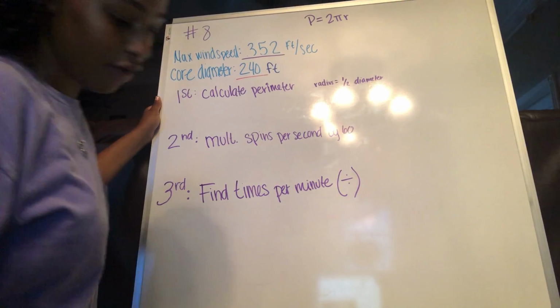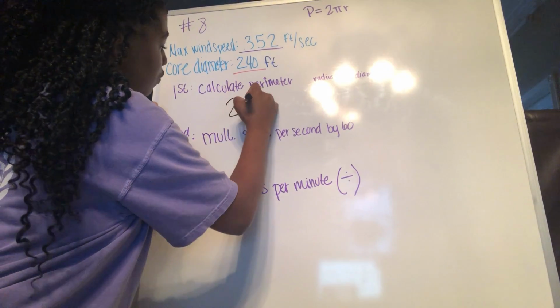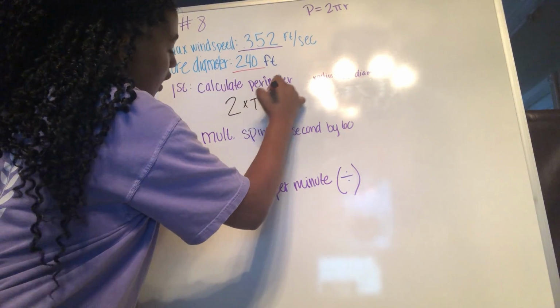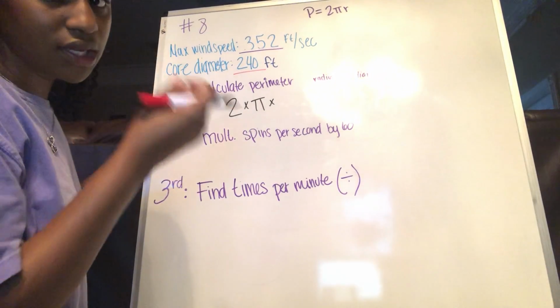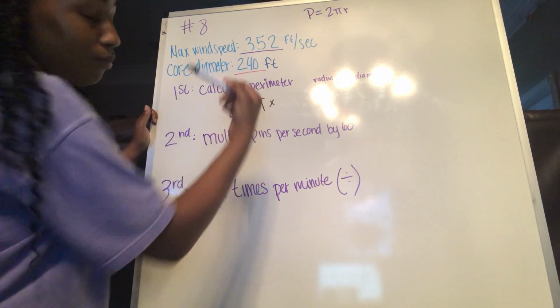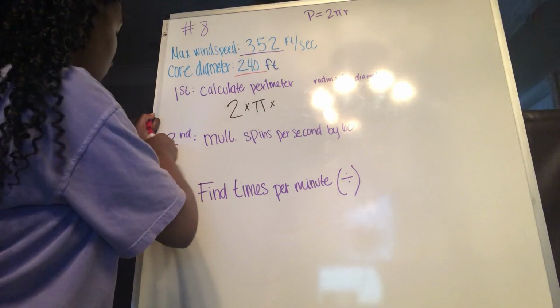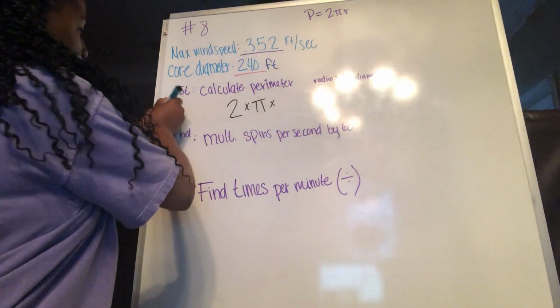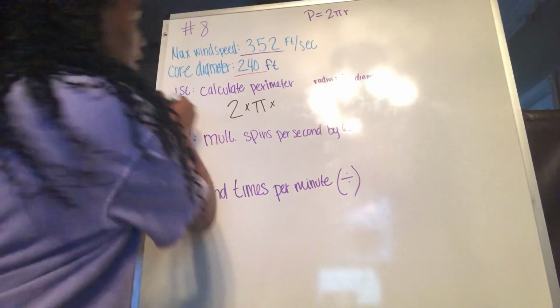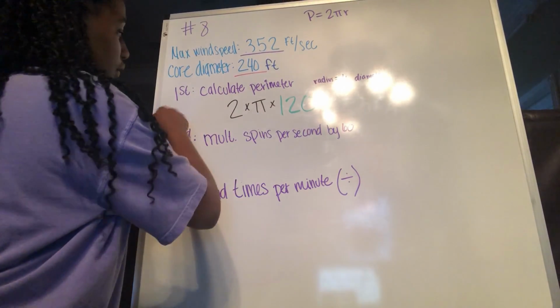So basically, if we were to write that out and go ahead and do that for this problem, we'd have 2 times pi, and for r, your radius is half of your diameter. So you would divide your core diameter, which is, for me, 240. So I know half of 240 is 120. So I'm gonna write that in a different color. I think I'm gonna do green. Okay. So I'm gonna do 120, and you just plug that in your calculator.